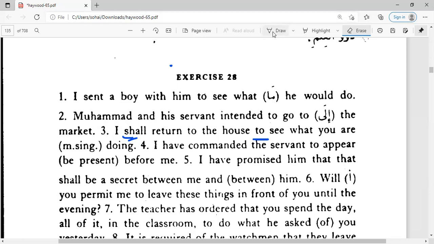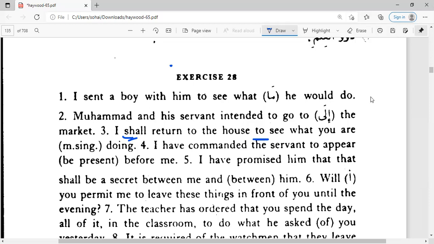Number 6, it says, will you permit me to leave these things in front of you until the evening? Okay, will is a question form, and they're saying we have to use a. So permit is ijaza. No, to permit is samaha, yes. We learned this lesson. Okay, samaha, yes.